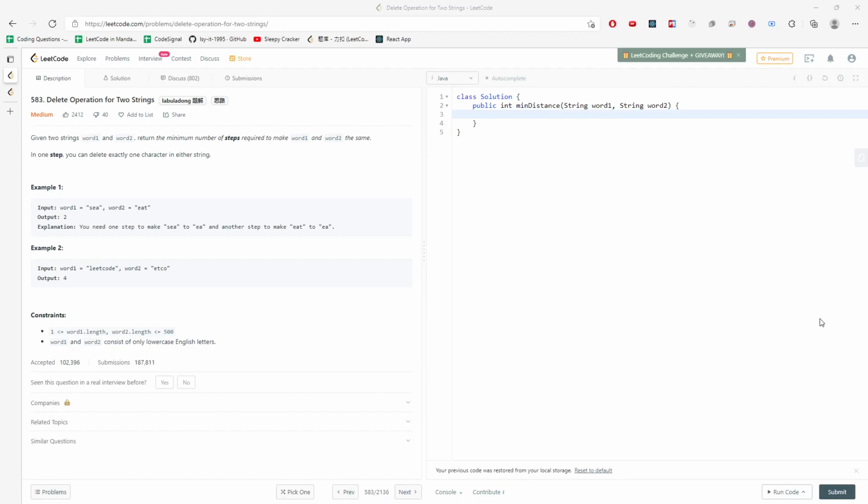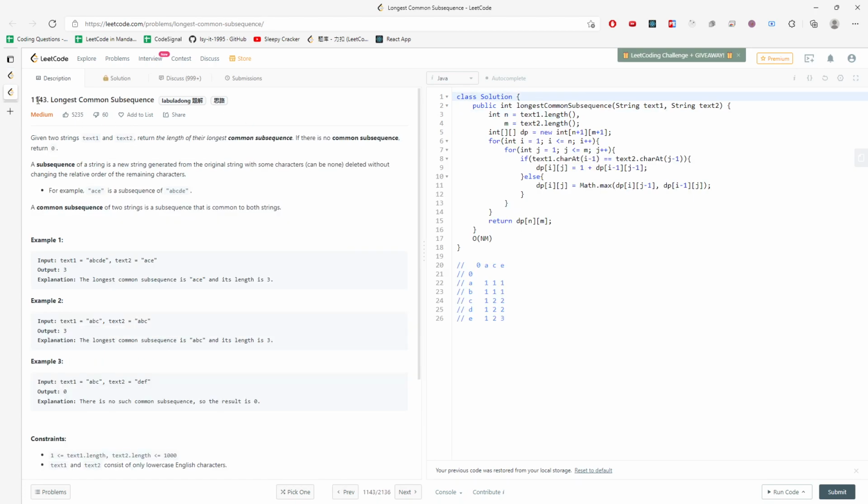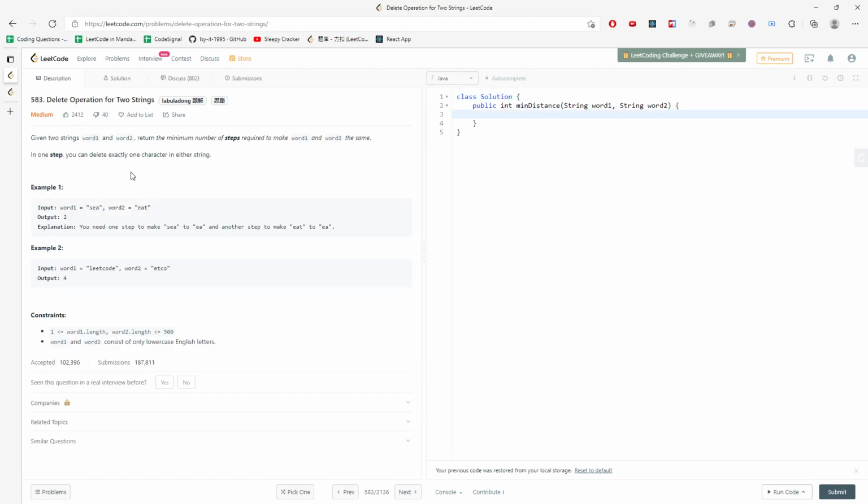Alright, let's talk about delete operation for two strings. You're given two strings, word1 and word2. Return the minimum number of steps required to make word1 and word2 the same. In this question, we will need to use the idea of 1143, which is the longest common subsequence. This idea gives you the common characters between two strings. And this question is actually asking for the minimum steps required to make word1 and word2 the same.